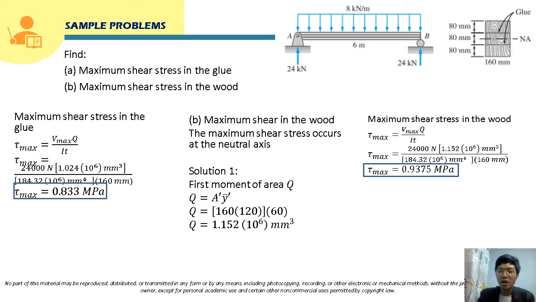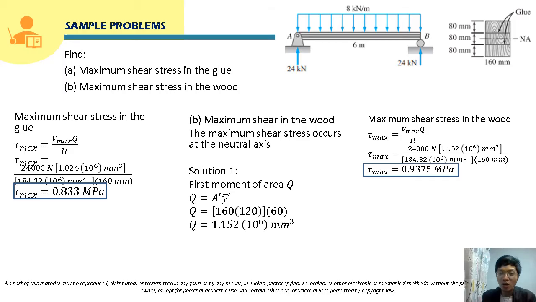And class, if we compare the value here in the glue, the difference between them is very small. The values are not far from each other. And class, you have to check if your answer is logical. In this case, the shear stress at the neutral axis should be greater than the shear stress here in the glue. So, in this case, our answer is logical. The shear stress is indeed greater here at the neutral axis.